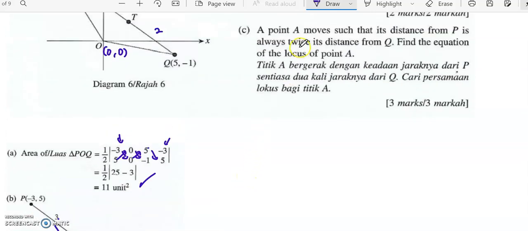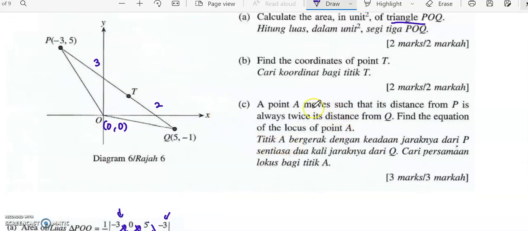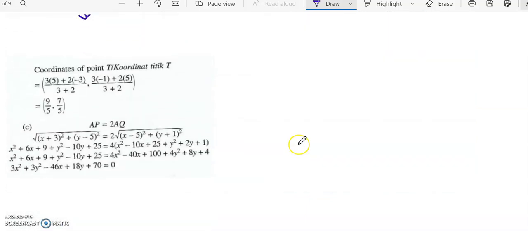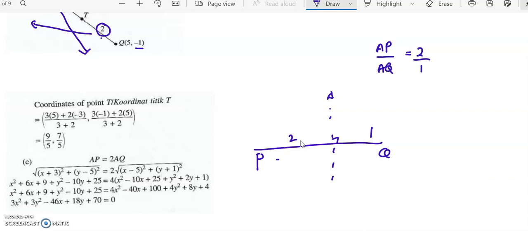Okay, next question. Point E moves such that its distance from P is always twice its distance from Q. So find the equation of the locus of the point E. Okay, so ini point E ialah point bergerak. So jarak dia antara P dengan Q tu, dengan P dia sentiasa 2. Okay, maknanya this one is the moving point. So this one 2, this one 1. Okay, jadi kat sini AP over AQ, which is 2 over 1.